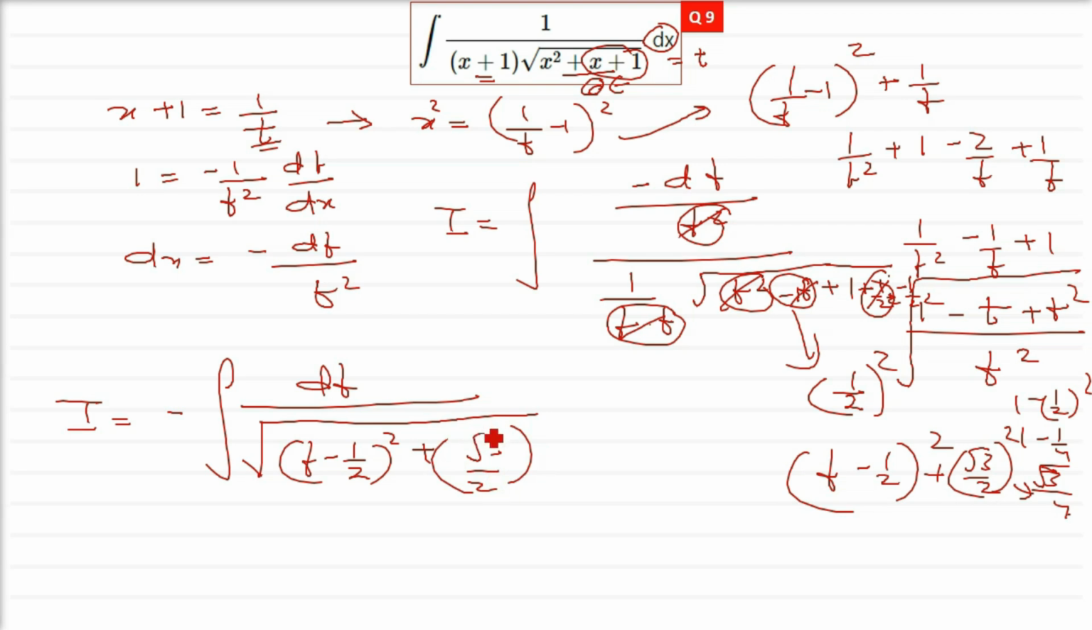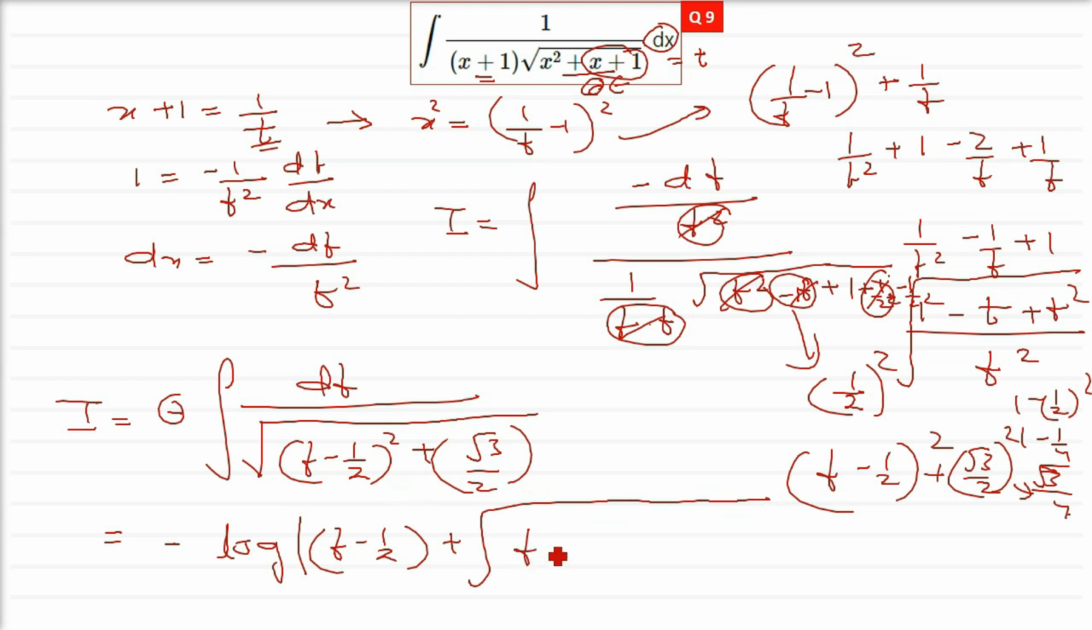There is a square also here. Now we have a formula. What is the formula? Negative remains like this. It will be log x. In this case, x is t minus half. So t minus 1 by 2 will be x. This will be the first thing. Then plus, and inside this root, this whole t minus half whole square plus root 3 by 2 whole square will come. And if you remember, this was nothing but t square minus t plus 1.